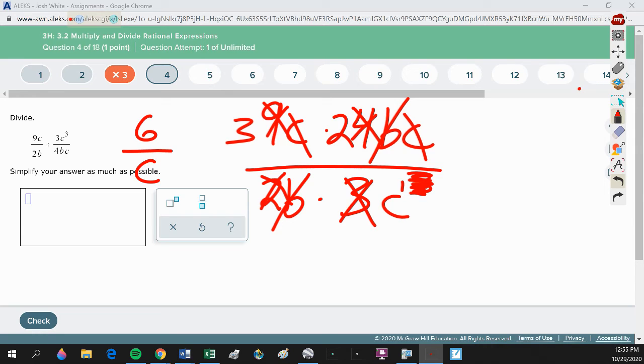Now again, if you forget that or if you don't understand it, you can just multiply everything together. So you would end up with 36bc squared on top, and then 6bc to the third on bottom, and you can cancel it that way. Okay, but in my opinion, it's easier to cancel it before you put everything together.